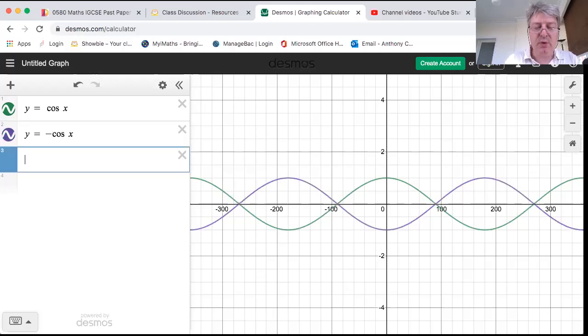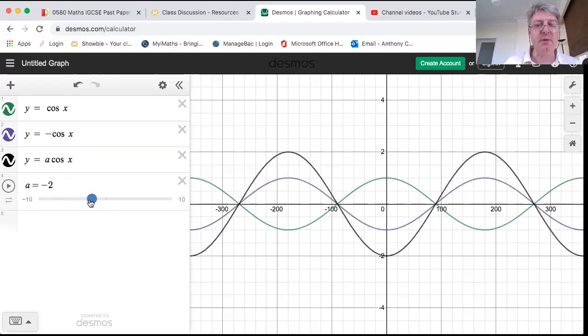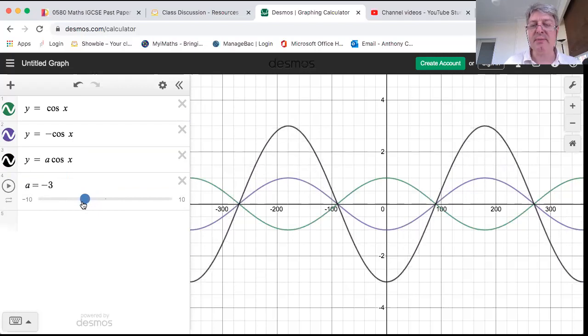Of course, we could make it bigger if we use the slider notation again that we did before, and we go to a equals -1. There's the graph that we've got. So the purple graph that we had a moment ago is now the black graph because they coincide. But if we go to -2, notice it not only flips the curve over, but it stretches it by a scale factor at the same time.